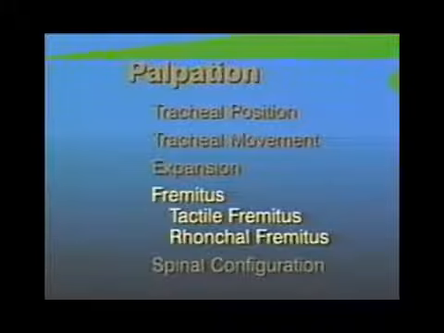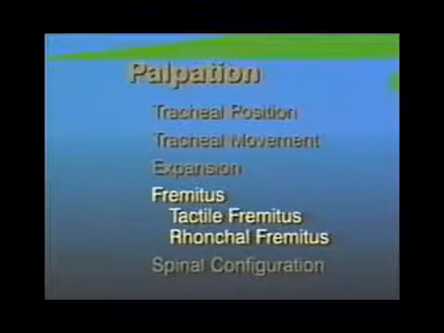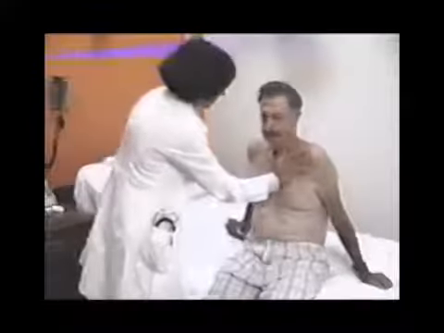Fremitus is caused by vibration of the vocal cords on phonation. When this vibration is transmitted from the bronchopulmonary system and felt on the chest wall, it is called tactile fremitus. The term rhonchal fremitus is used to describe palpable vibrations produced by thick secretions.